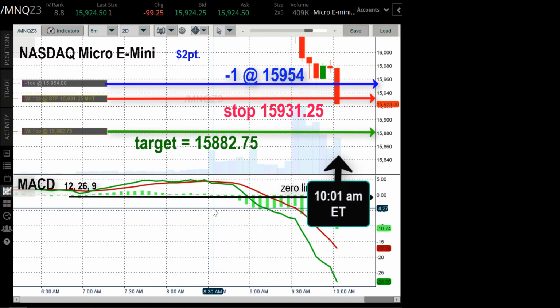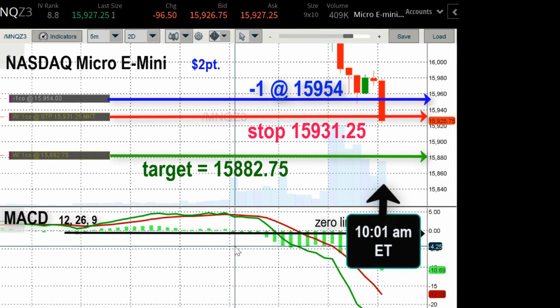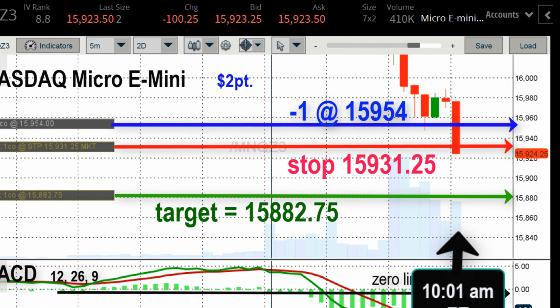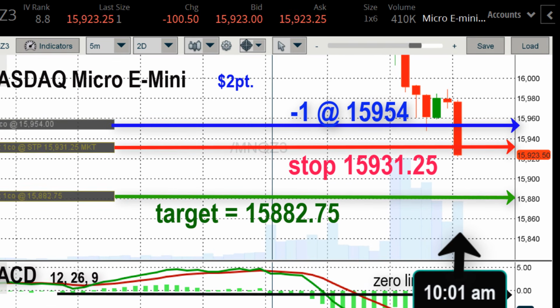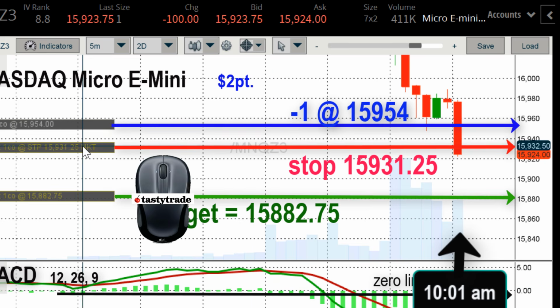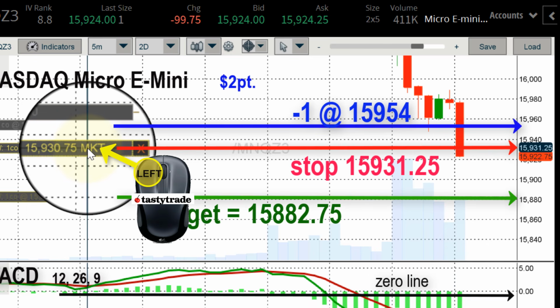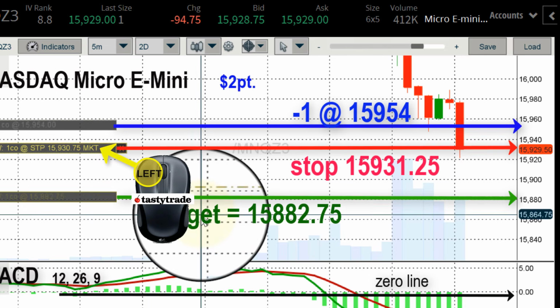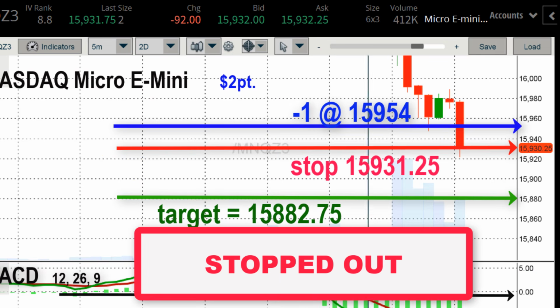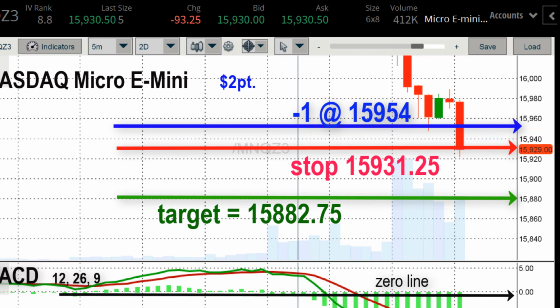I'm going to quickly go back to the live trade now. We're 38 seconds in. Now, I know what's about to happen, of course. There's 17 seconds left in this trade, and watch what happens. Naturally, I get my tasty trade mouse ready so I can move that line down some more, capture some more profits. But it's not bound to happen. Here's what does happen right now. I get stopped out, 15,931 and a quarter.